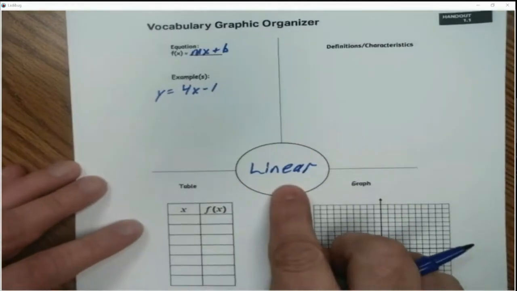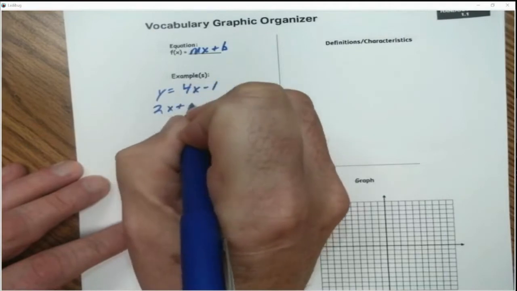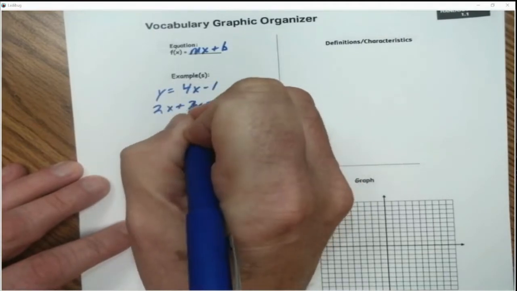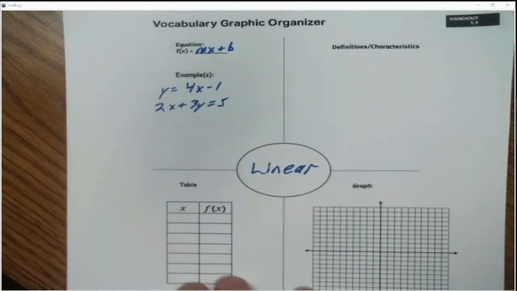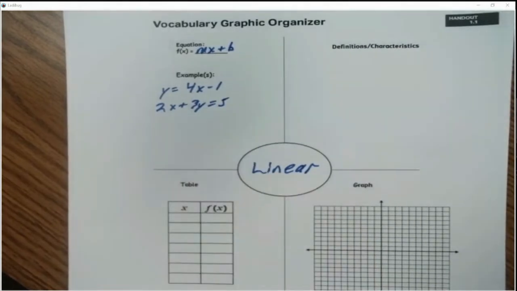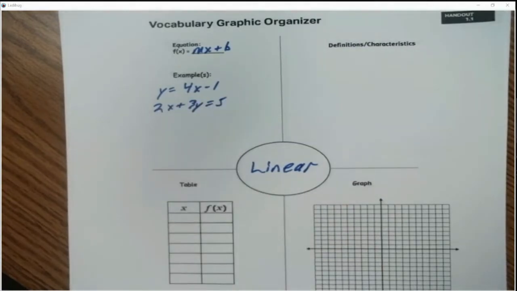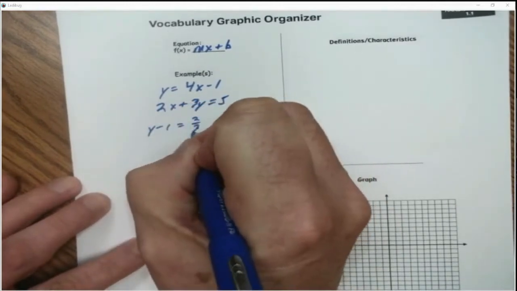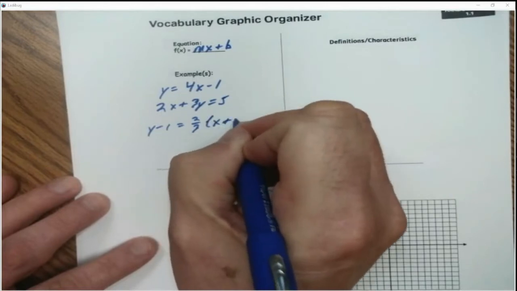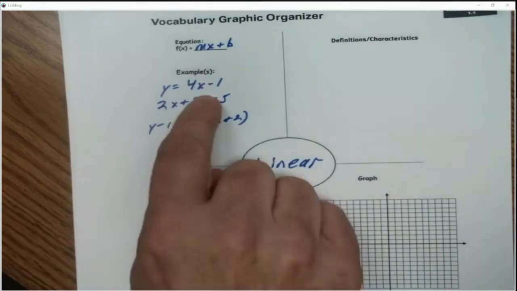Other examples of linear equations. It doesn't necessarily have to be in the y equals form. It could be 2x plus 3y equals 5. That's also a linear equation. Now we can rewrite that as y equals; all we have to do is solve that for y. But that's the same type of thing. So this is in standard form. This is in slope-intercept form. There's also y minus 1 equals 2/3 (x plus 2). That's in point-slope notation. So linear equations can take different forms, but still you're just going to have an x.